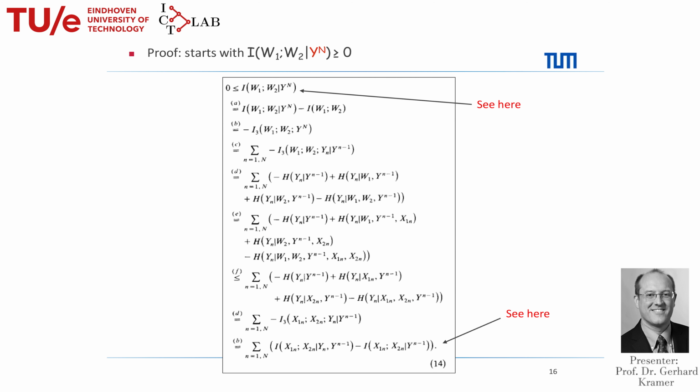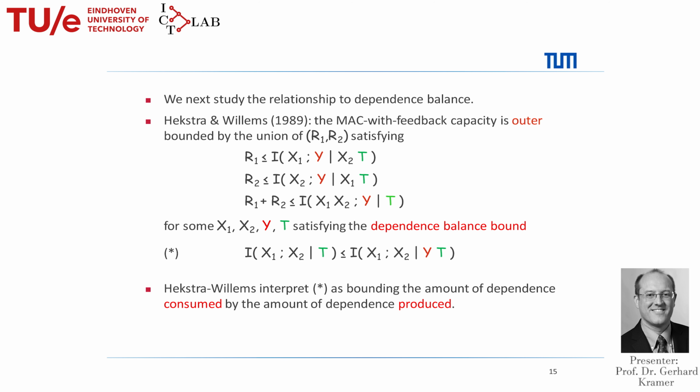Now let me go back. If you look at this very last line, you'll see exactly that expression: the mutual information between the two inputs given the channel output, minus the mutual information between the two inputs without the channel output at that time. And if you just rewrite that, you can rewrite that expression like this.